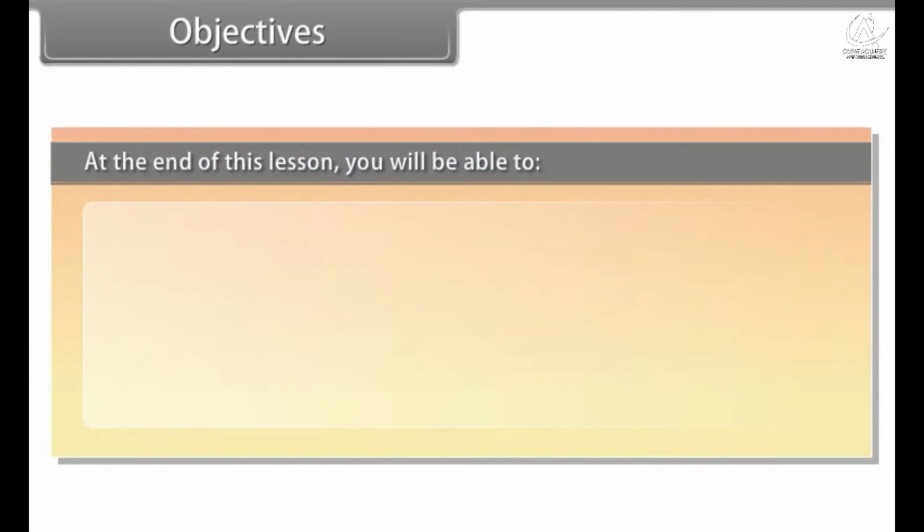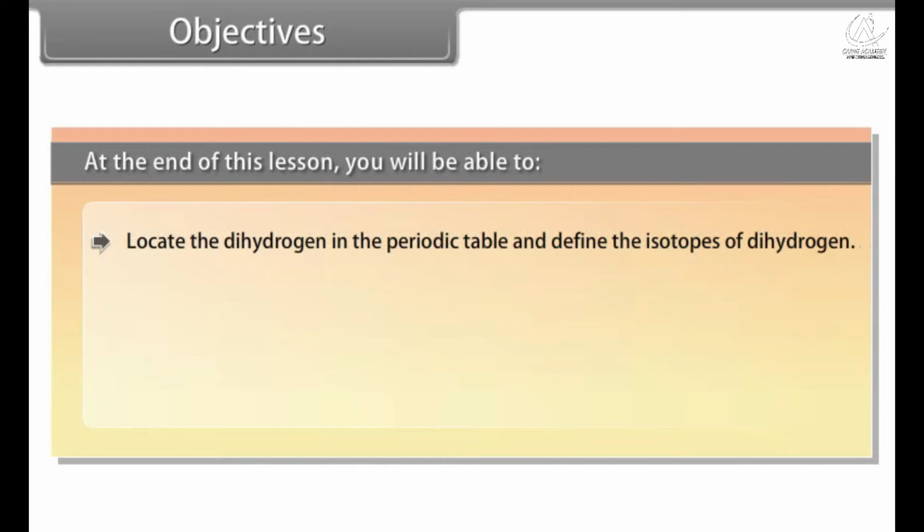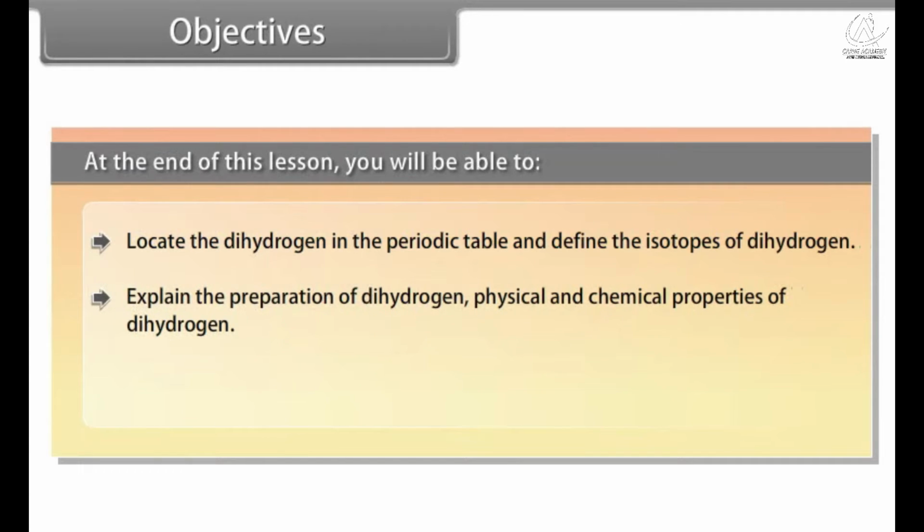Objectives. At the end of this lesson, you will be able to locate hydrogen in the periodic table and define the isotopes of hydrogen. Explain the preparation of dihydrogen, the physical and chemical properties of dihydrogen. Explain hydrides.